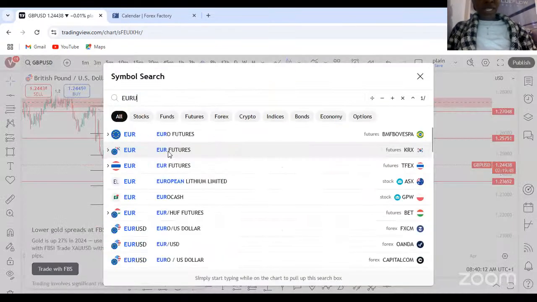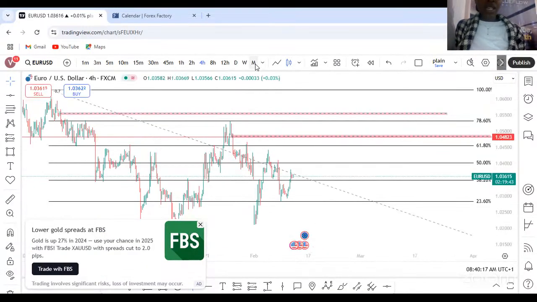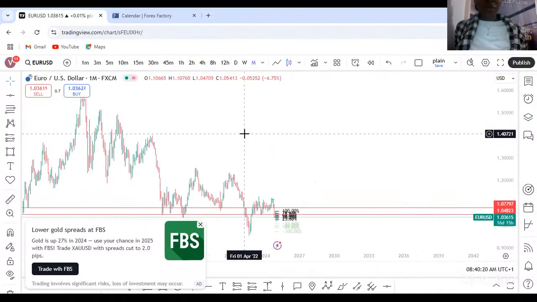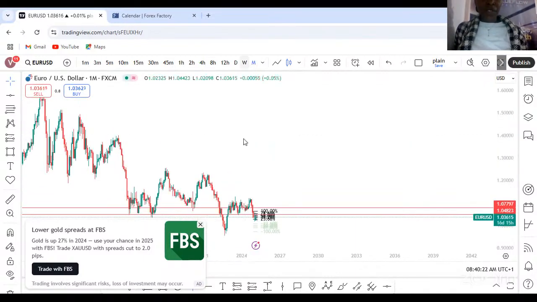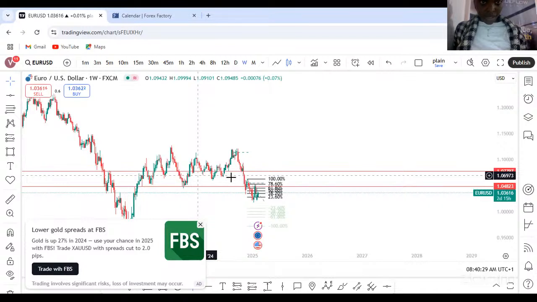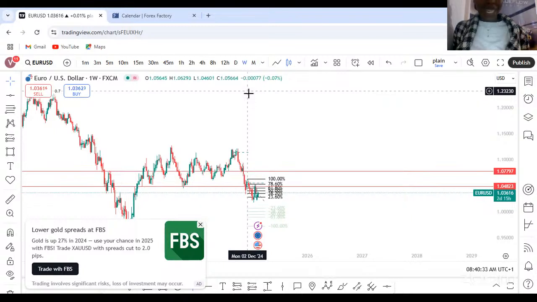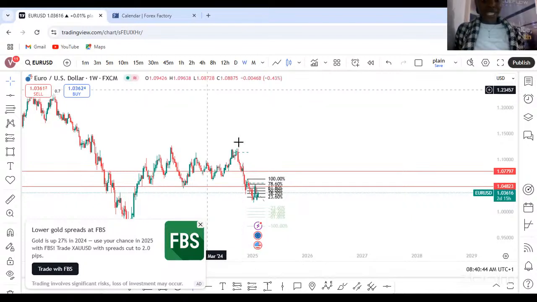Last on my list being Euro USD. Monthly time frame on Euro USD still very bearish. And the weekly time frame as seen right here is also bearish. We have not seen any break of structure that makes us change our bias from a sell to a buy. We need to see some break of structure, change of character, and a retest before we take the buys on Euro USD. But for now, we're just seeing more push to the downside.